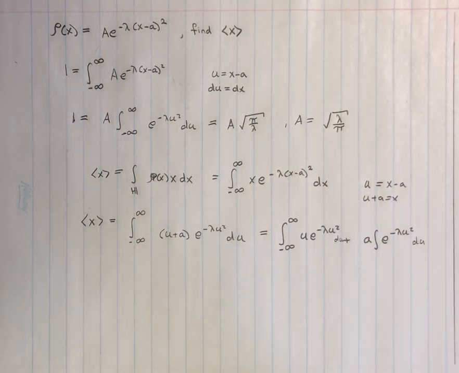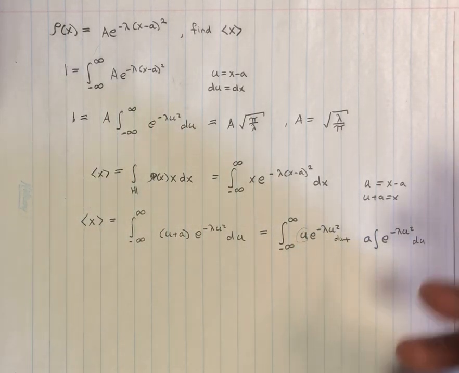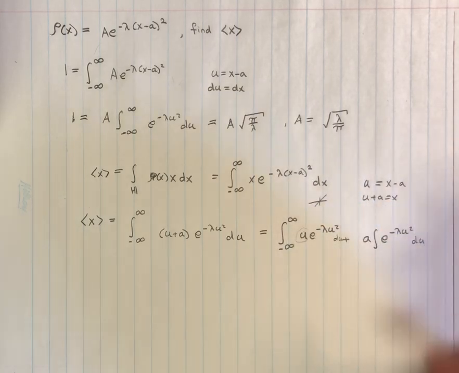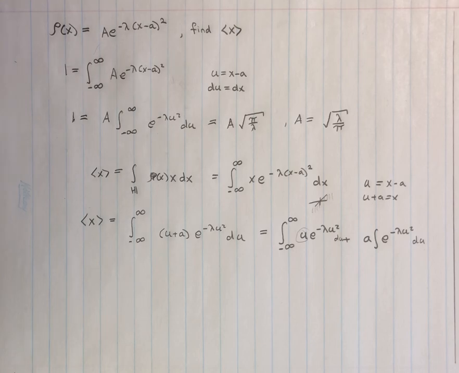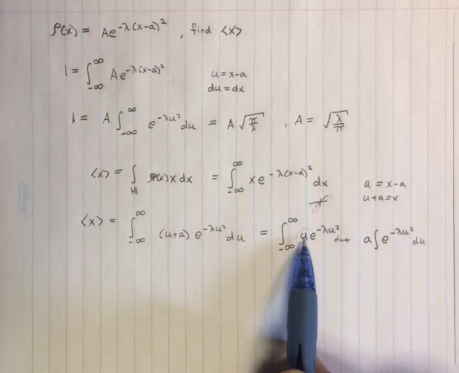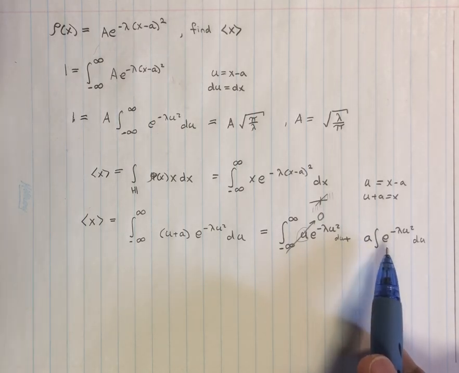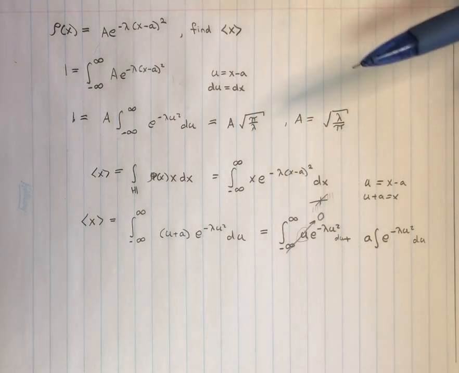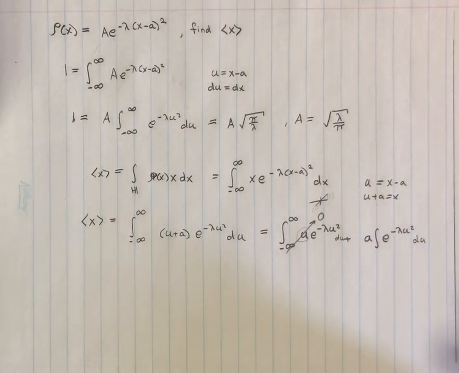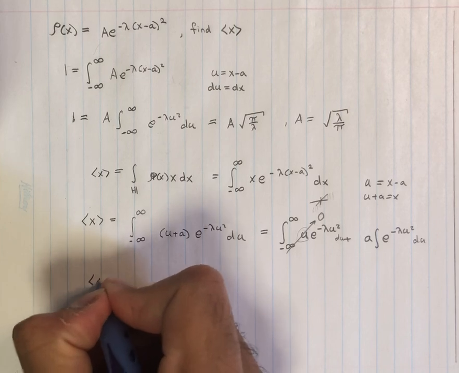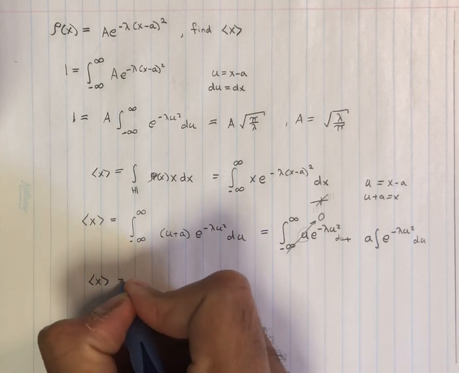Now, we know that this integral is an odd function because of the u factor. Hence, all the values on the left-hand side of 0 will cancel out with all the values on the right-hand side of 0. So we know that this function just goes to 0. So we're only interested in this value. And as before, we know what this integral is because we've done it before here. So we can see that this integral is just simply equal to the square root of pi over lambda times a.